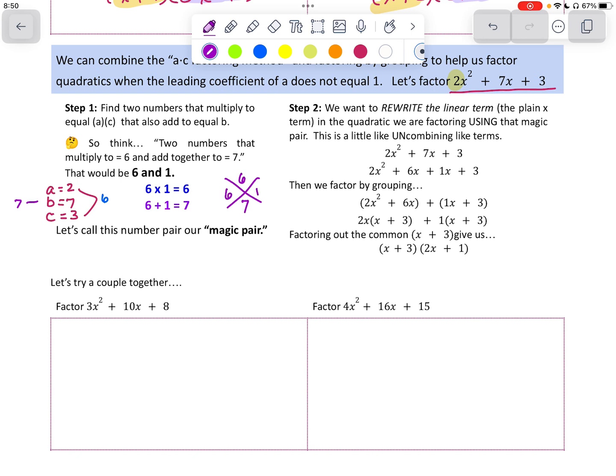6 times 1 is 6. 6 plus 1 is 7. I like to call that the magic pair. Instead of going straight to the factors like we would if our leading coefficient was 1, because this leading coefficient is not 1, we can't do it that way. So we have to take the middle term, 7x, and bust it up, expand it, using this magic pair, 6 and 1. So we're going to rewrite 7x as 6x plus 1x.